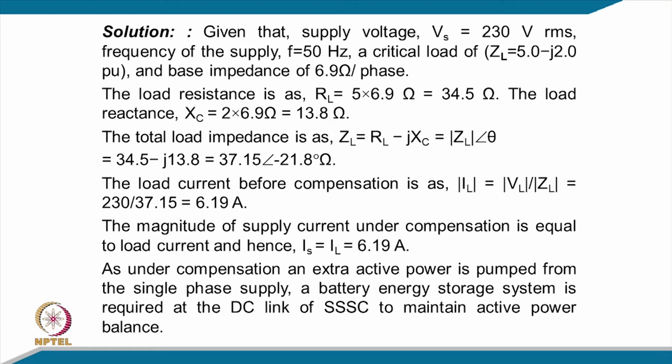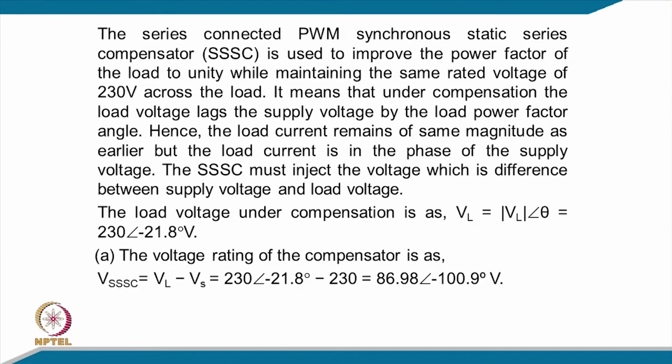Under the compensation, extra active power is pumped from the single phase supply. A battery energy storage system is required on the DC link to maintain the active power balance, and the series connected PWM synchronous compensator is used to improve the power factor of the load to unity while maintaining the same rated voltage of 230 volt across the load. It means that under the compensation the load voltage lags the supply voltage by the load power factor angle, hence the load current remains the same magnitude as earlier, but the load current is in phase with the supply voltage.